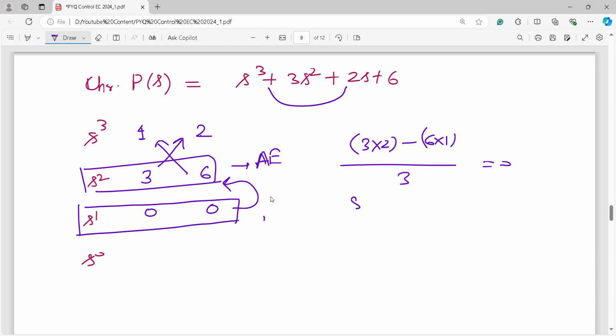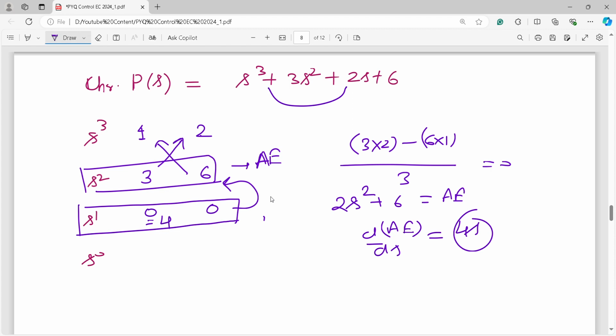So here s squared plus 6, this is the auxiliary equation. Take a derivative of that equation, you will get 4s. So with 4s, here we can substitute 4 and this is already 0. So 4 into 6 minus 3 into 0 divided by 4 gives 6 here. So here you can see there is no sign change, all terms are positive, 1 3 4, this first column. I am only concerned about the first column of the Routh-Hurwitz table.